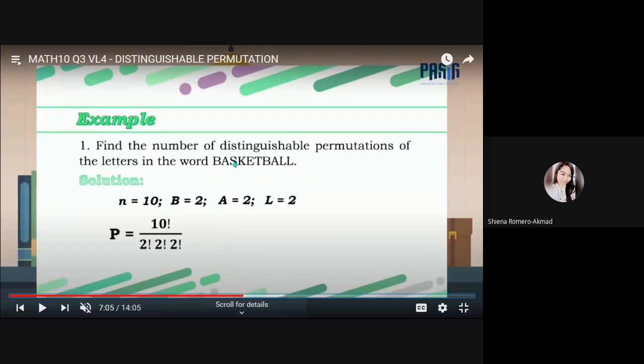There are four 1 factorials because that is how many times S, K, E and T repeat. The sum of the denominator should be what is on top: 2 plus 2 plus 2 plus the four 1s equals 10. But usually, we don't do that, because 1 factorial will always be equal to 1. So what we do here is 10 factorial divided by 2 factorial times 2 factorial times 2 factorial. So if you solve that, I want you to get your calculator and solve it.